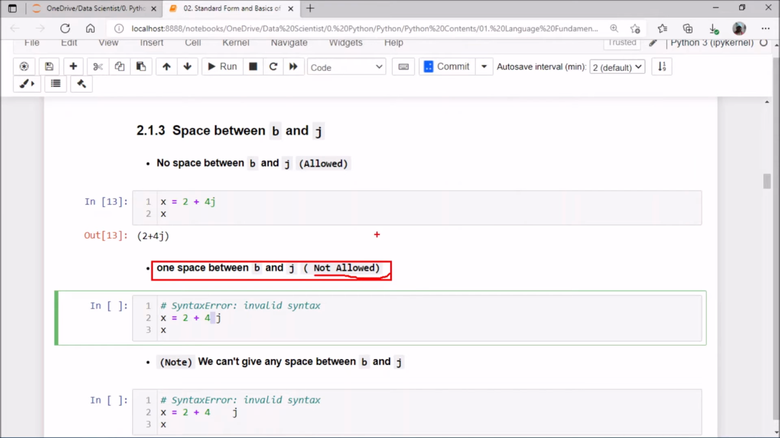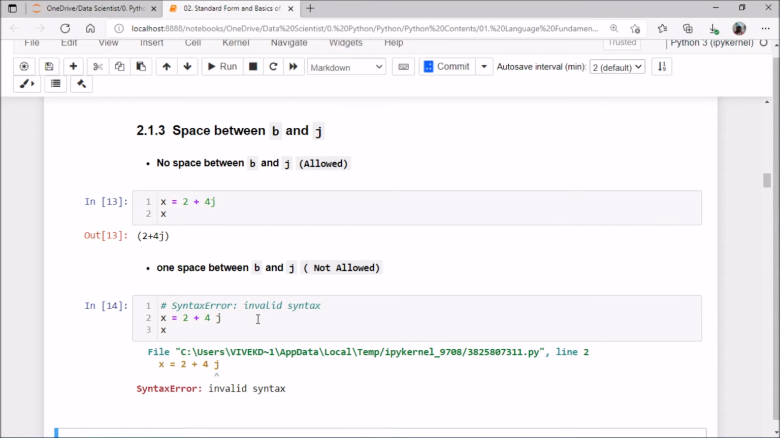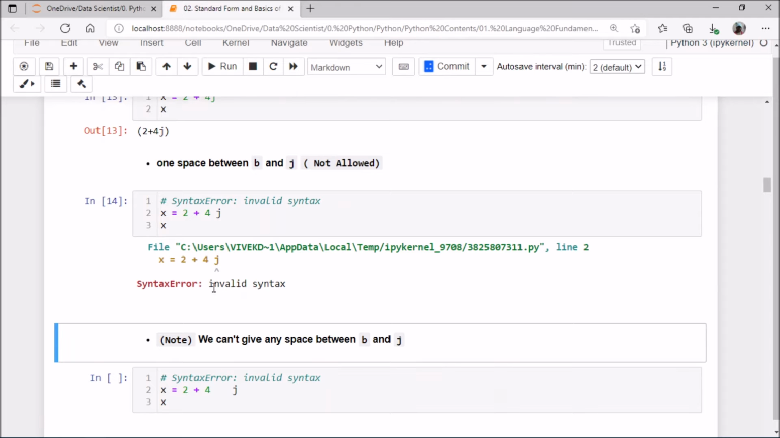Previously we have seen spaces are allowed between a and plus, and between plus and b, and here between b and j spaces are not allowed. When I execute this code, it will throw an invalid syntax error.